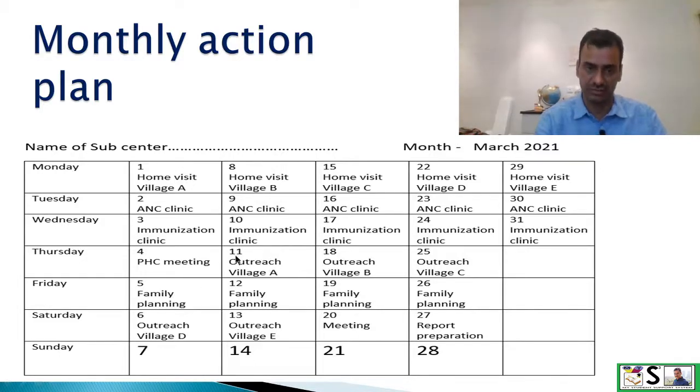Then outreach session for village A. So every Thursday we are having outreach sessions in different villages. And here on the first Thursday we are having meetings, so we will write accordingly. Then on Friday, family planning clinics every Friday at the sub-center, and then remaining outreach on Saturday. Then if we are having a special meeting, we can write meeting or report preparation. So the monthly report we can prepare here. This is a sample of a monthly action plan, and accordingly we can also write a yearly action plan, weekly action plan, etc.